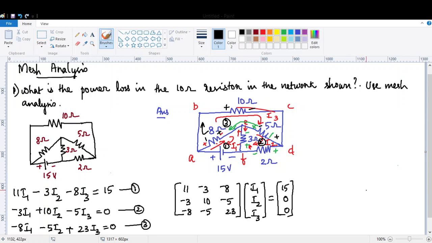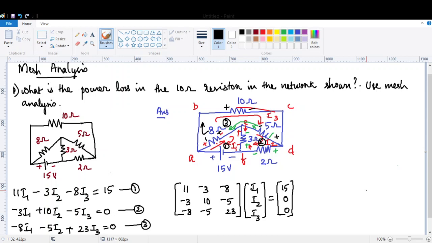Here, from the equations I have taken the coefficients of I1, I2, I3. So 11, minus 3, minus 8 is the first row. Second row is minus 3, 10, minus 5. Third row is minus 8, minus 5, 23. And the next matrix is the column matrix, the I1, I2, I3, which is multiplied with the coefficients, written as a column matrix, and that is equal to our constants. It is also written as a column matrix.